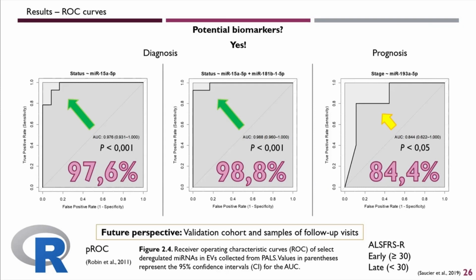Now, evidently, as mentioned, take it with a grain of salt. We need a validation cohort, probably with a bit more samples, to make sure these numbers still check out. And it'd be good to test those follow-up samples to see if these trends still hold, and maybe if our prognosis biomarker within the same individual continues to go down.